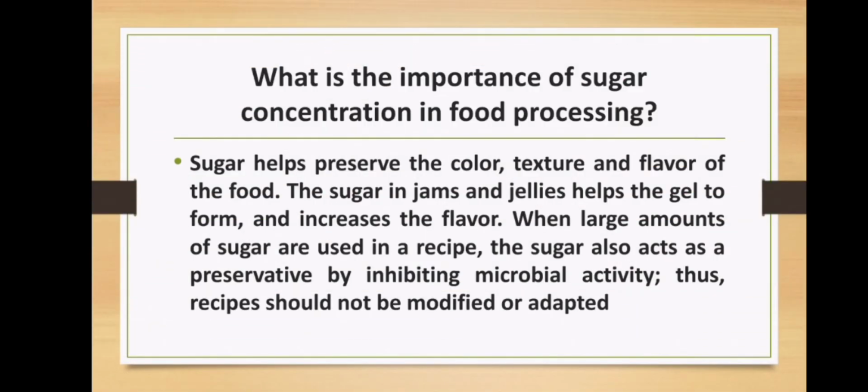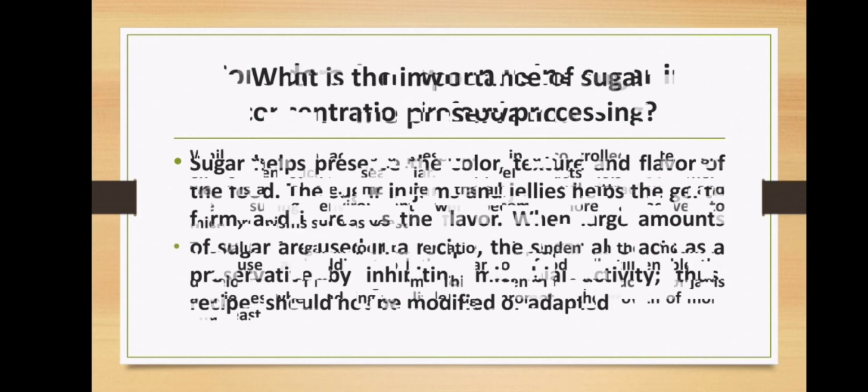What is the importance of sugar concentration in food processing? Sugar helps preserve the color, texture, and flavor of the food. The sugar in jams and jellies helps the gel to form and increases the flavor. When large amounts of sugar are used in a recipe, the sugar also acts as a preservative by inhibiting microbial activity. Thus, recipes should not be modified or adapted.